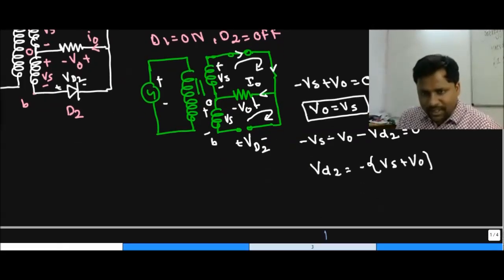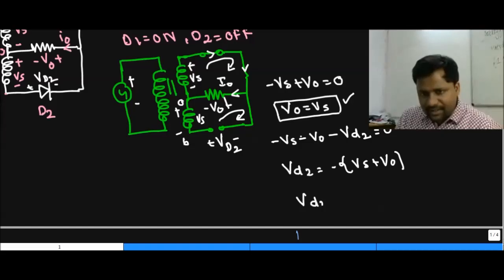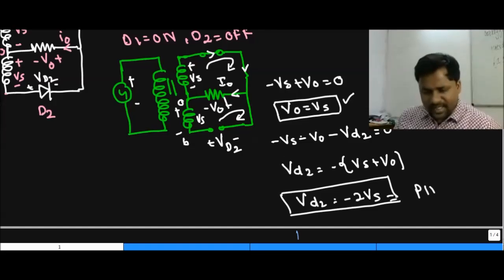Here we are obtaining V0 equals Vs, so VD2 should be minus 2Vs. This is called the peak inverse voltage rating. Peak inverse voltage is the voltage across the device when the diode is off. The selection of device rating basically depends upon the peak inverse voltage, and in this case diode D2 experiences a voltage of minus 2Vs across it when it is off. Now come to the waveforms, then we can analyze it.